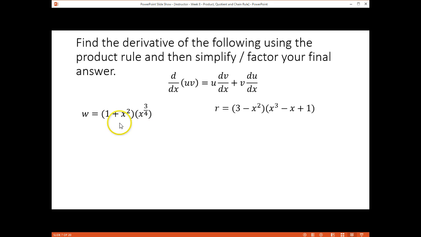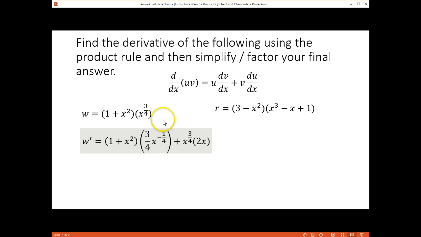Here's a couple more examples. Here again we have a product rule: 1 plus x squared times x to the 3/4. Our 1 plus x squared is our u. Our x to the 3/4 is our v. So this is going to be u times dv, which is 1 plus x squared times 3/4 x to the negative 1/4, plus x to the 3/4 times 2x.